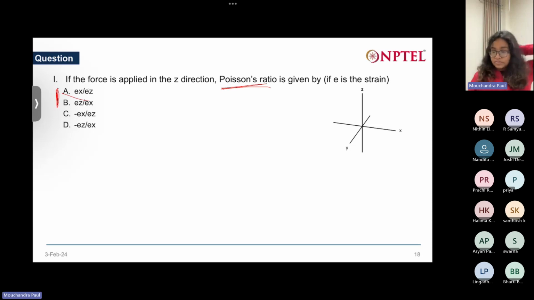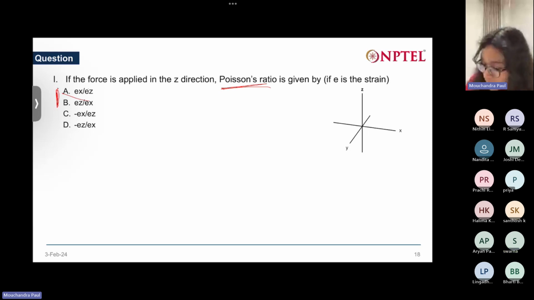Okay, so someone has said C, someone has said D. That means some of you are still confused about how to define Poisson's ratio. There is an Option C, ma'am. Option C. Okay. So two people are now in favor of C. I think C must be right, but still let me explain a bit.